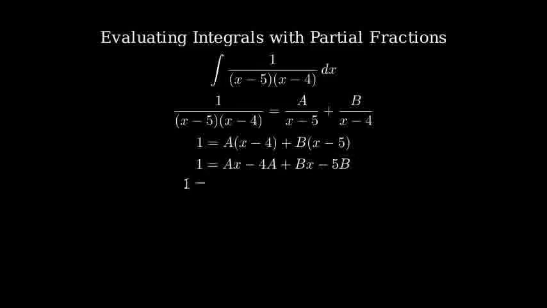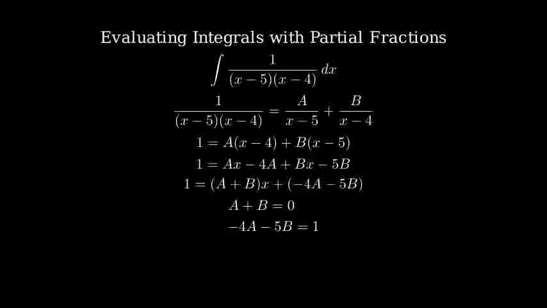We'll distribute A and B across their respective factors. This yields 1 equals Ax minus 4A plus Bx minus 5B. Next, we'll combine like terms to get 1 equals the quantity A plus B times x minus 4A minus 5B.